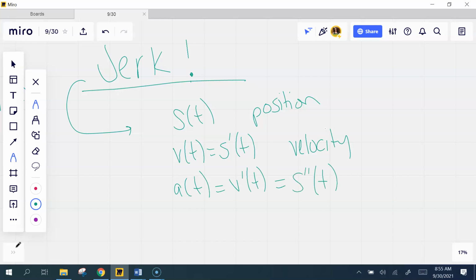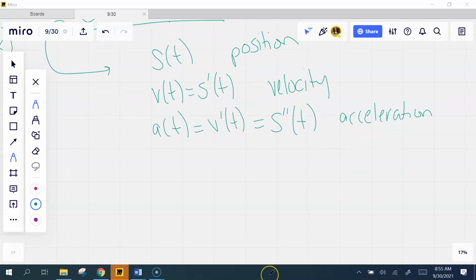Second derivative is acceleration. Now we have a third derivative. What if it's a function where you can't take the third derivative? Would there be a jerk or not? Then there's no jerk.